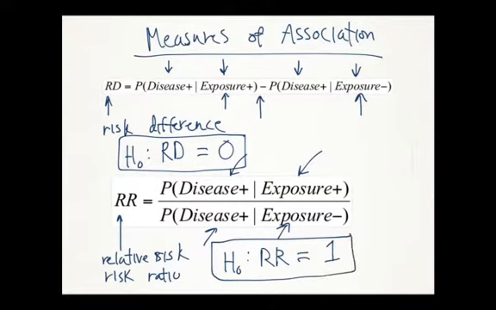Okay? So the null value for the relative risk or risk ratio is 1 because we're taking two numbers and dividing them. So if I take 5, let's just make a silly example. If I take 5 minus 5 up here, it's equal to 0. But down here, if I take 5 divided by 5, it's equal to 1. And that's why the null values differ for these two measures of association.